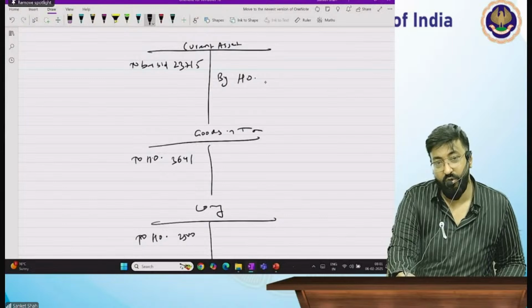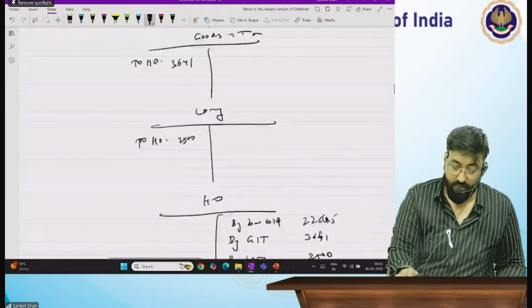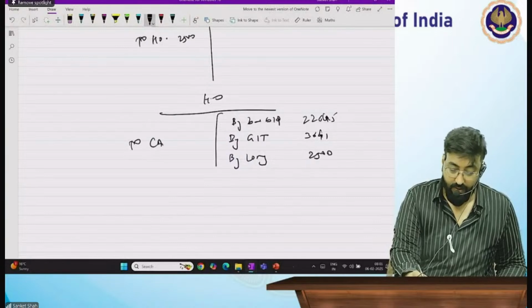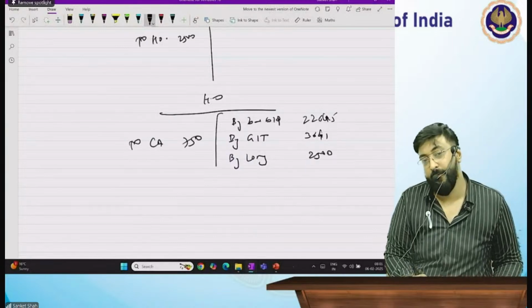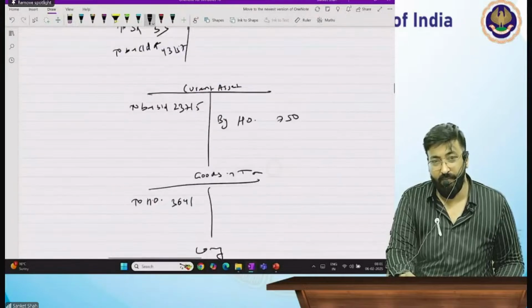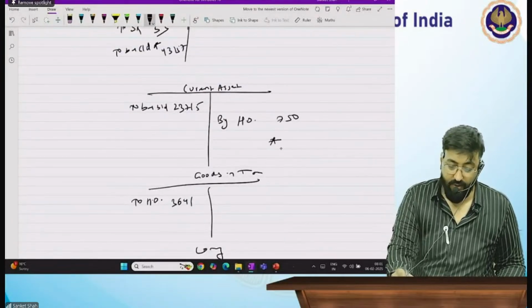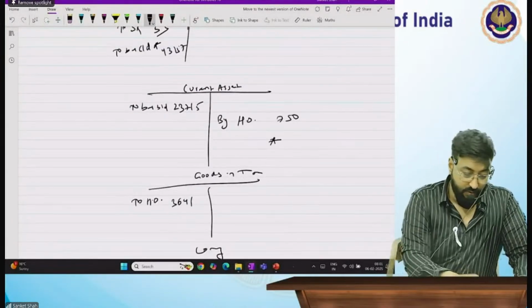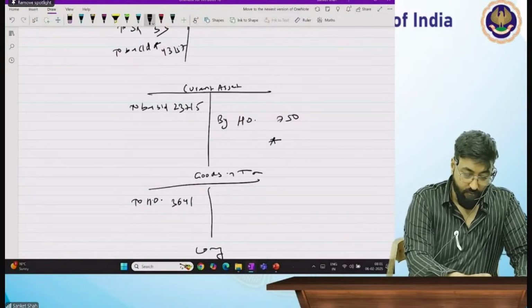By HO 750, and in the HO account 750, debit side. To debtors, to current asset you can write. So what is the balancing figure of current asset? 22,965.